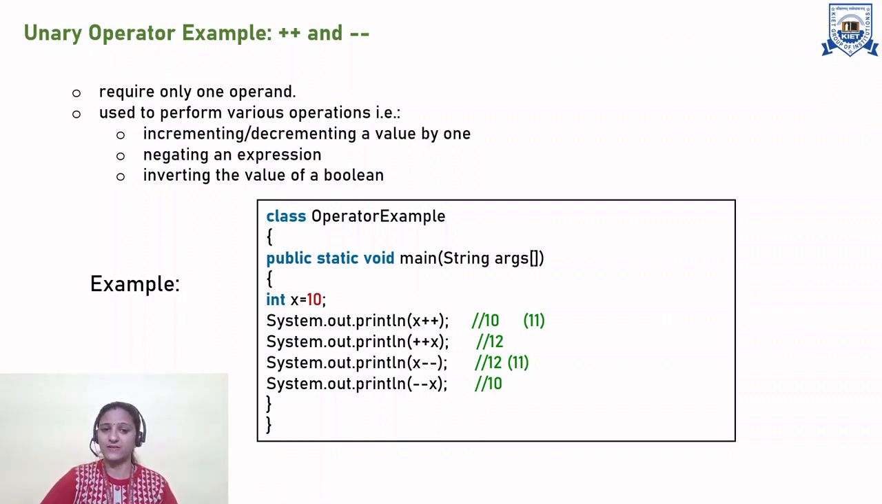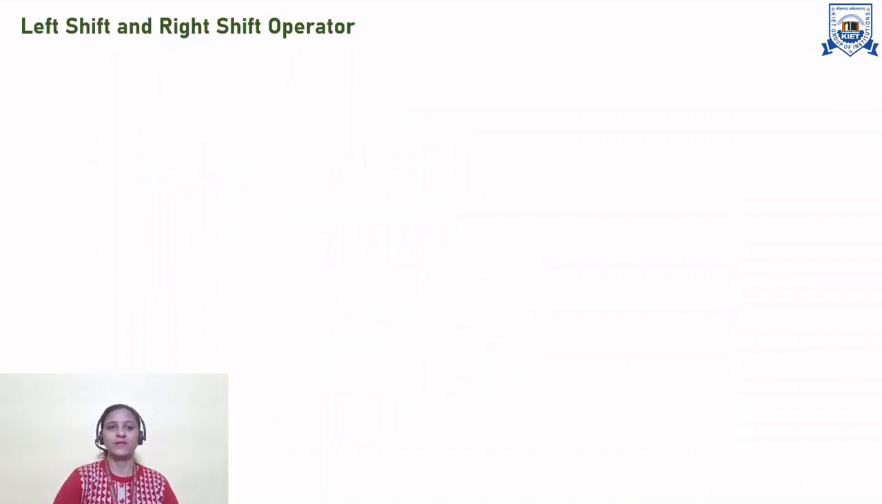That will be 11. In the next statement, minus minus x, pre-decrement. So initially, with the help of this previous statement, it became 11. So 11, first it will deduct 1 from that value and it will become 10, and then it will display the value 10 like this. This will be the output.